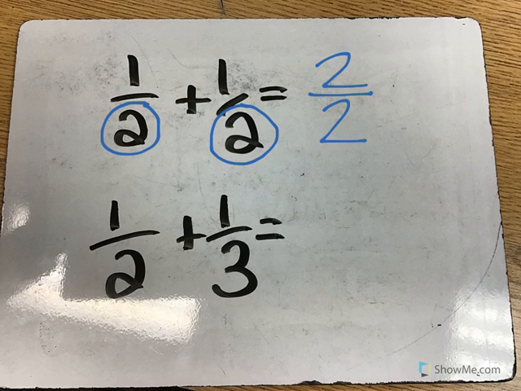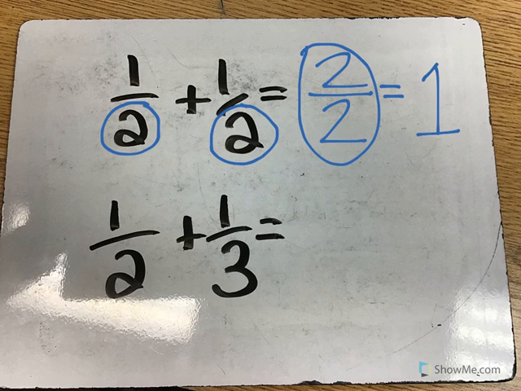Now, every time you have a fraction, whether it's multiplying, dividing, adding, or subtracting, any operations with fractions, you need to simplify your fraction. I definitely can simplify 2 over 2 because 2 divided by 2 is 1, and that is my answer. So my answer to 1/2 plus 1/2 is 1, which makes sense. If I had half of a pizza and we had another half of a pizza, we would have a whole pizza.